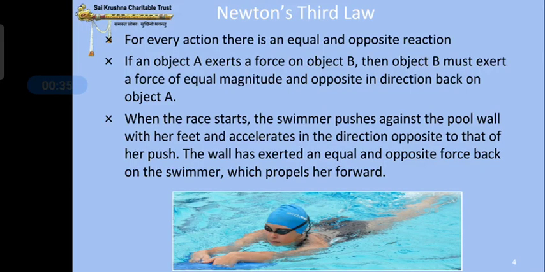So what does Newton's third law tell us? For every action, there is an equal and opposite reaction. So this is what is given as Newton's third law, which means for every action, there is an equal and opposite reaction. So if an object A exerts a force on object B, then object B must exert a force of equal magnitude in opposite direction back on object A.